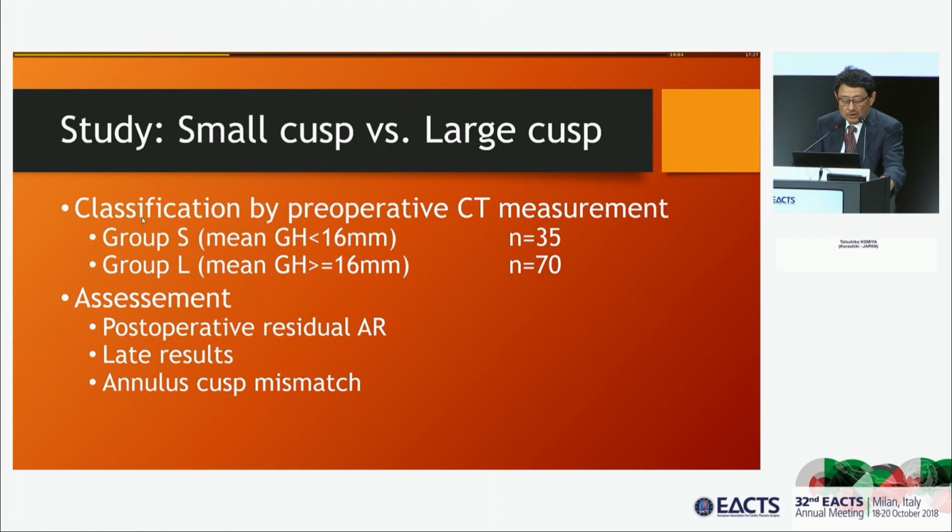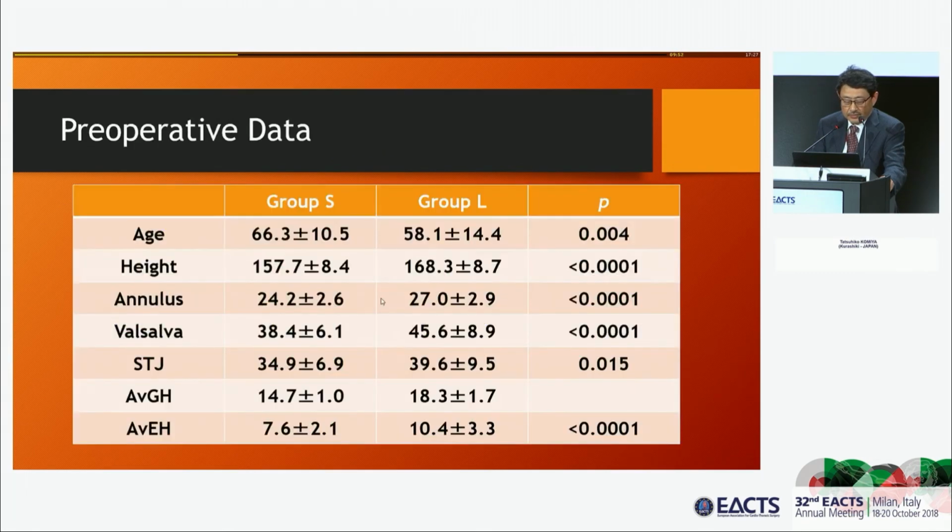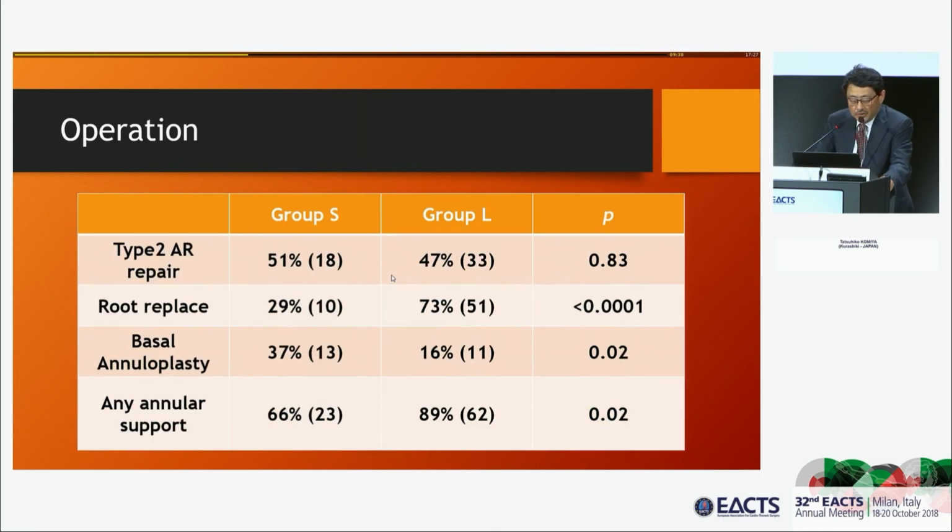So the patients were categorized into 2 groups according to mean geometric height: smaller cusp, group S, and larger cusp, group L. Preoperatively, the patients of group S were older and smaller in height, and the annulus was also smaller. Operation procedure for each group: type 2 repair 51% for group S and 47% for group L. Root replacement was more taken in group L, and the basal annuloplasty was more in group S.